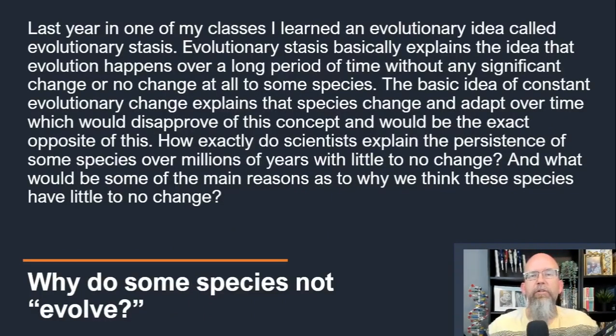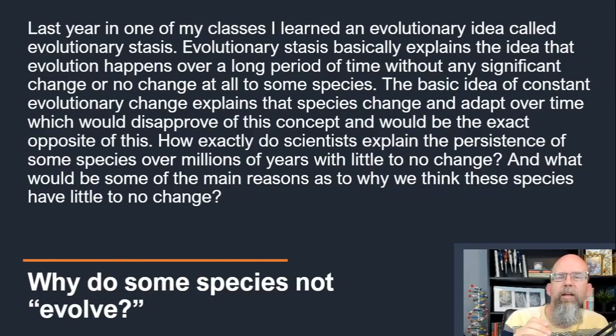Last year in one of my classes, I learned an evolutionary idea called evolutionary stasis. Evolutionary stasis basically explains the idea that evolution happens over a long period of time with no significant change, or no change at all, to some species. But there's no such thing as no change to some species. There may be no obvious change, meaning when I look at it, it looks the same 1,000 years from now and today. I really can't discern a difference just on my initial visualization. But if you get a microscope out, or if you look at its DNA, there's going to be differences, right? It's not going to be identical. It's not going to be a clone from 1,000 years ago. So I'm very careful about saying there's no change.